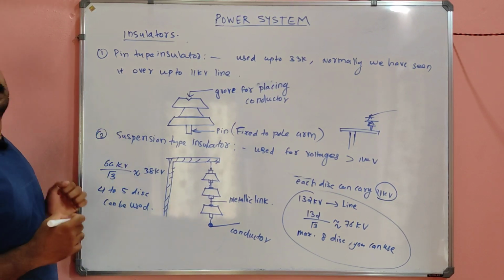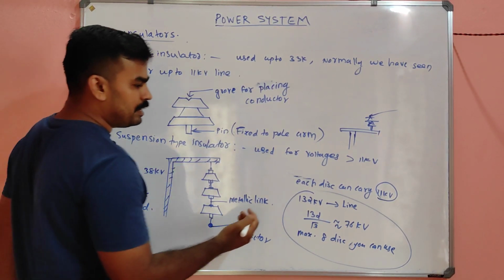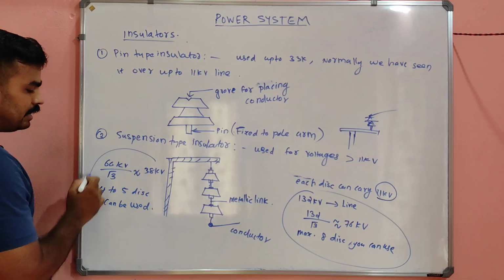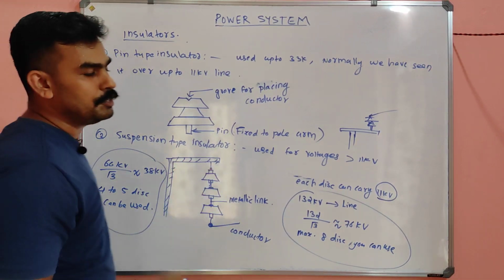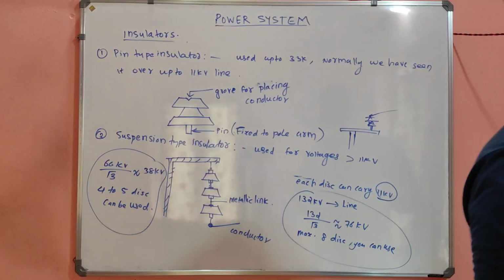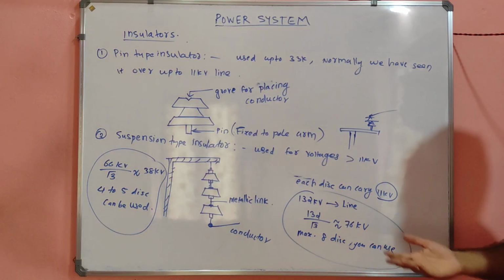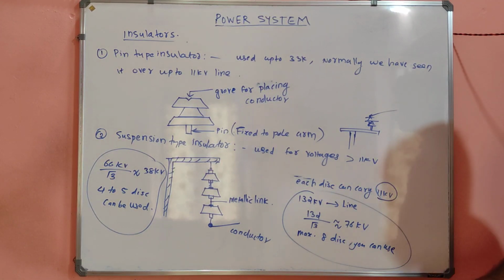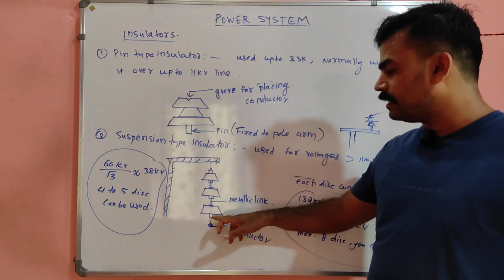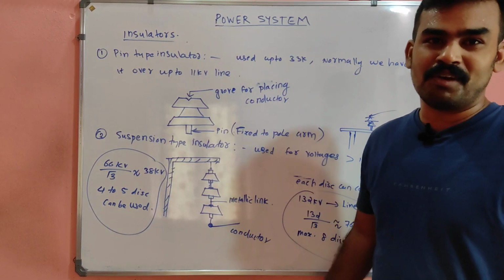Disc can be used. So a question may be asked: for a 66 kV line, how many discs are used? For a 132 kV line, how many discs can be used? Simply divide by √3, because line voltage equals √3 times phase voltage. Each disc, my dear, can withstand the phase voltage, not the line voltage.